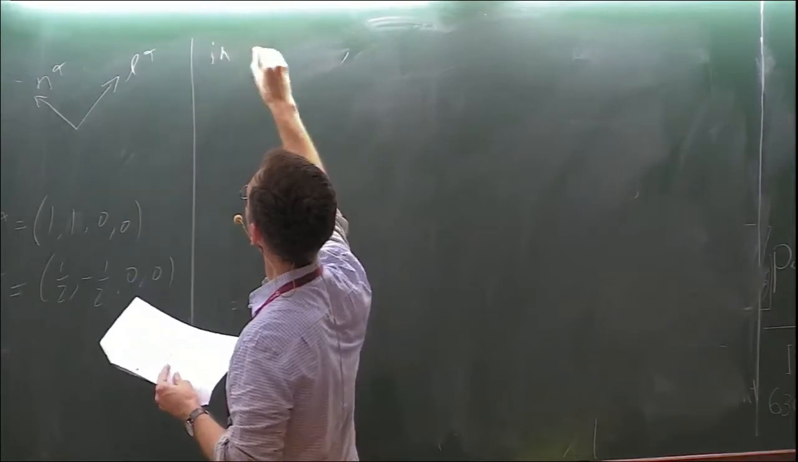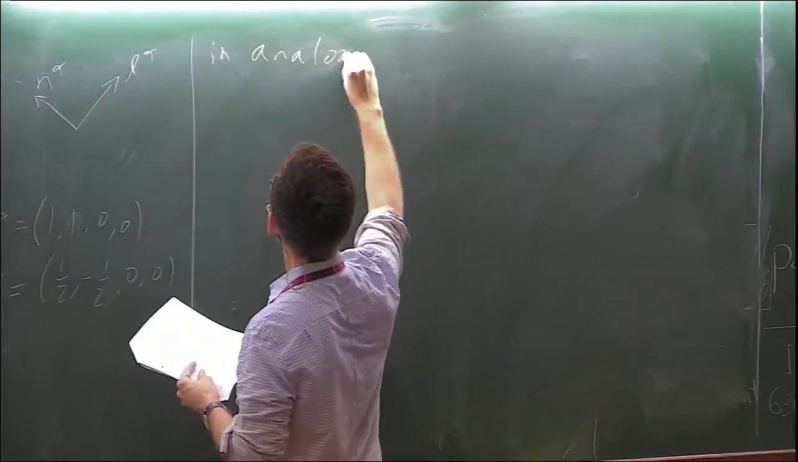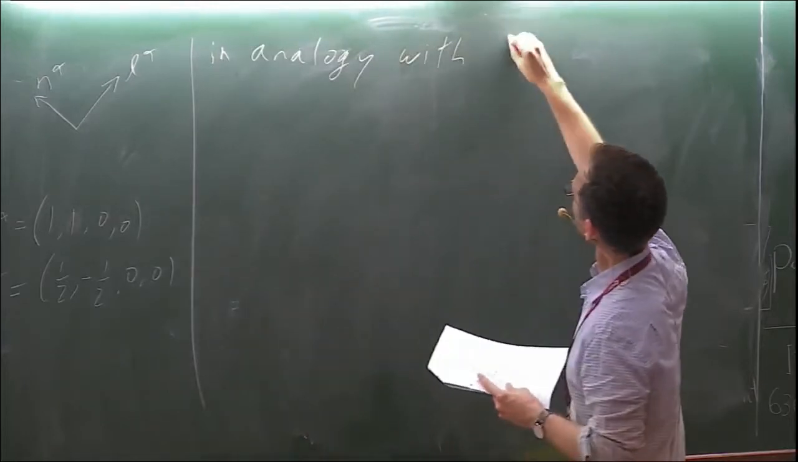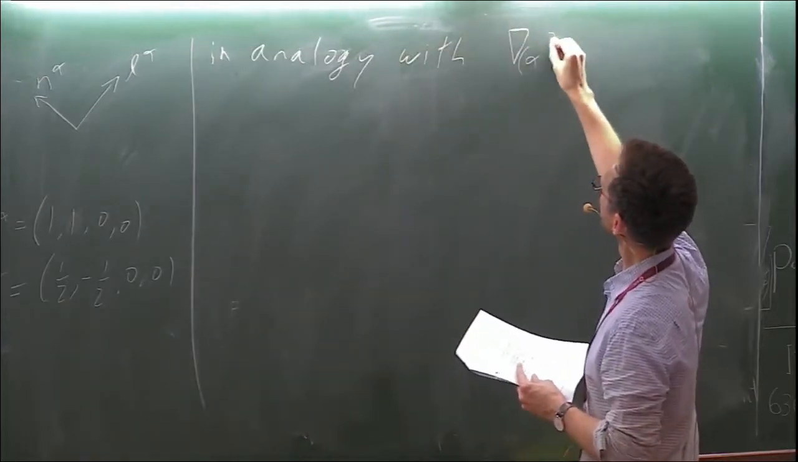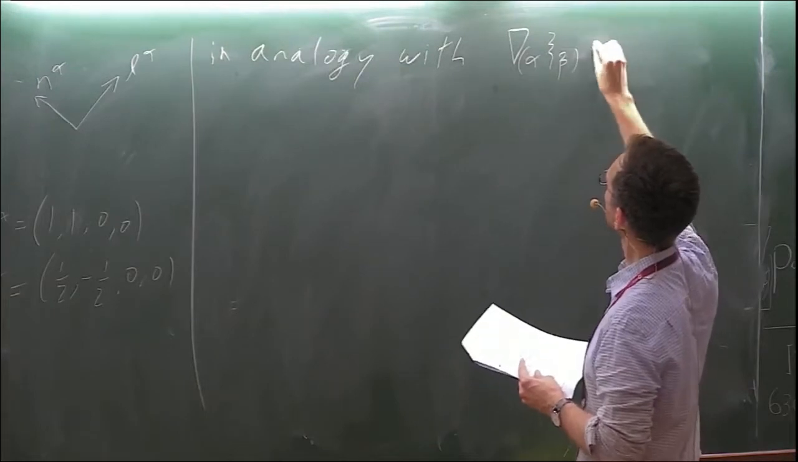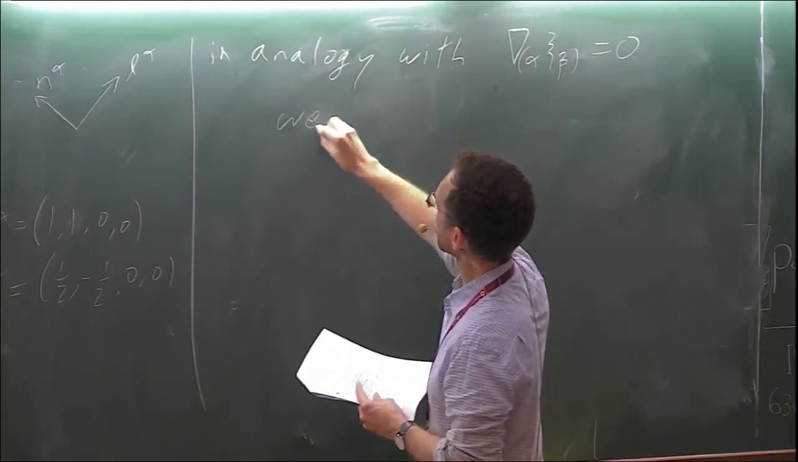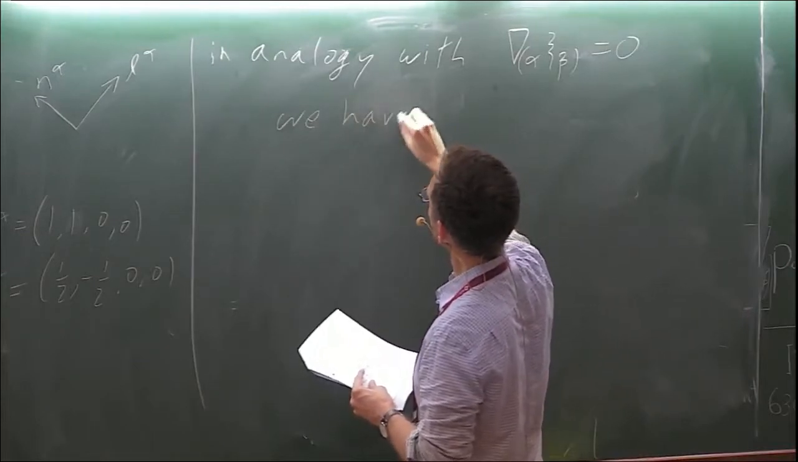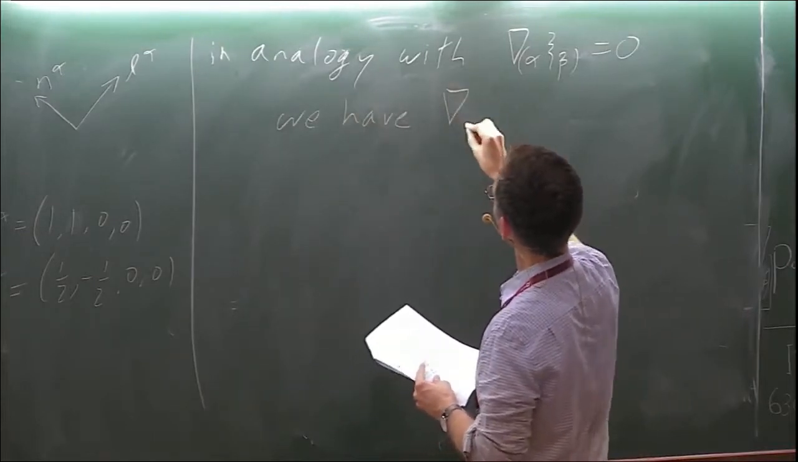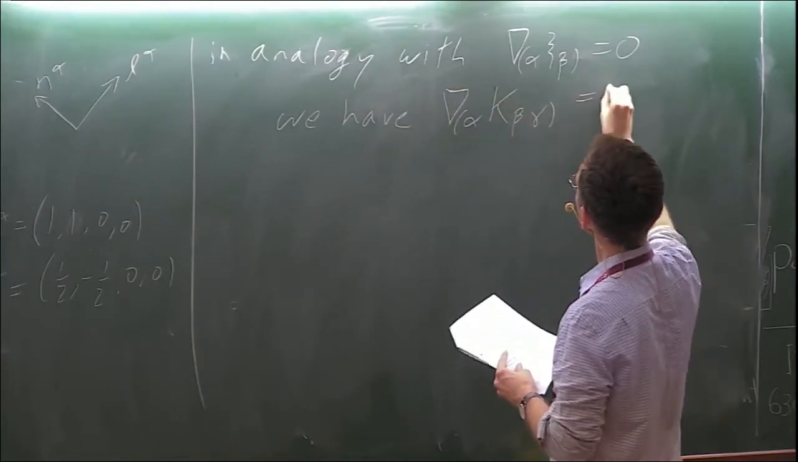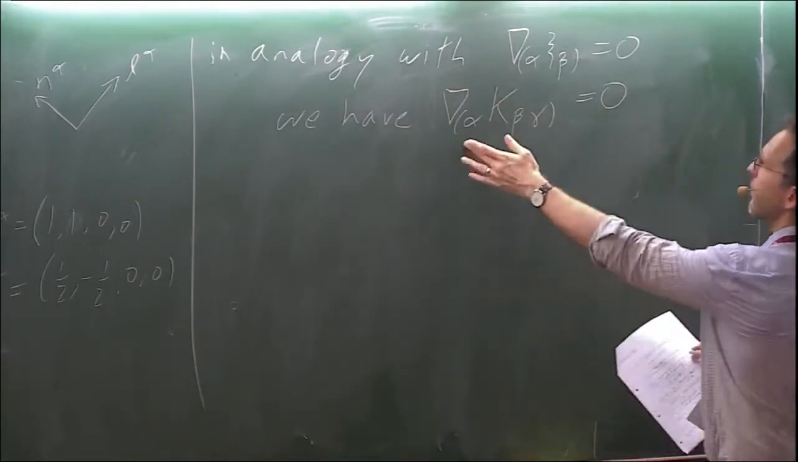So in analogy with Killing's equation, which was grad alpha c beta symmetrized is 0, for this Killing tensor, we have grad alpha k beta gamma is equal to 0. So symmetrized over all three indices now.